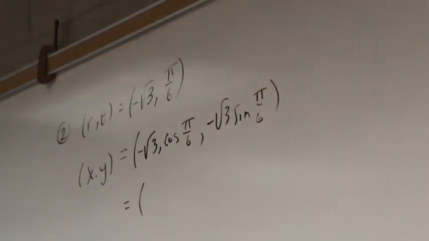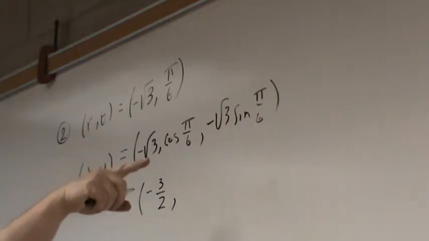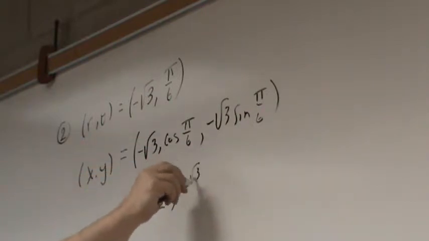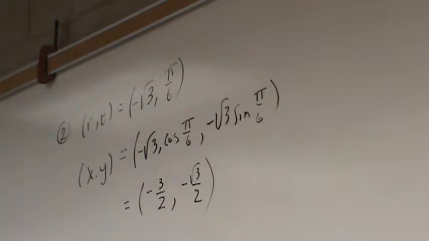What is cosine of pi over 6? Radical 3 over 2? Thank you. Yeah, I should always call on you when you yawn, because you get right answers every time. It's awesome. So this is going to be what, negative 3 halves? And then the sine is 1/2, so it'll be negative radical 3 over 2. How many people got that answer? Okay, yay. And that's in the third quadrant.